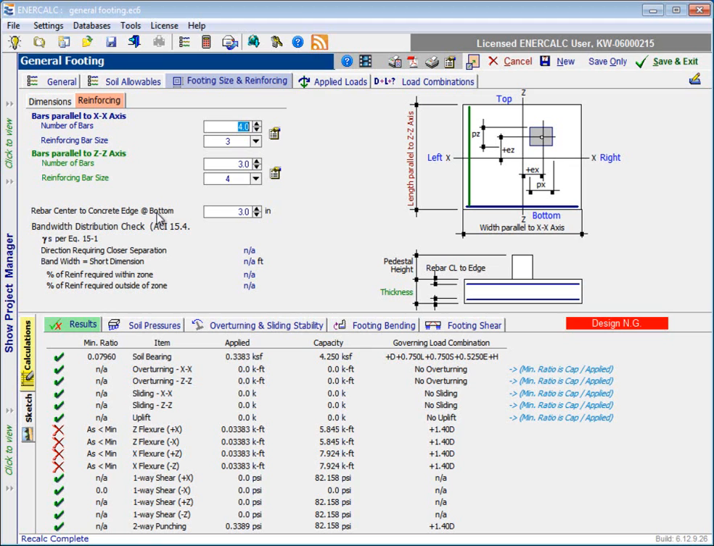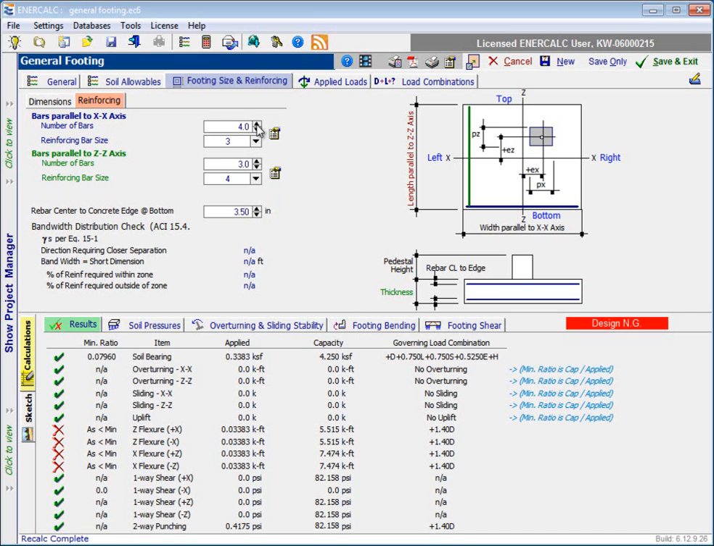So if you're normally used to specifying 3 inches of clear cover at the bottom, you're going to want to allow for the dimension of half the diameter of your bar. So perhaps you might say something like 3 1/4 or 3 1/2 inches in this input. Now we'll come back and revisit the reinforcing layout after we've applied some loads.